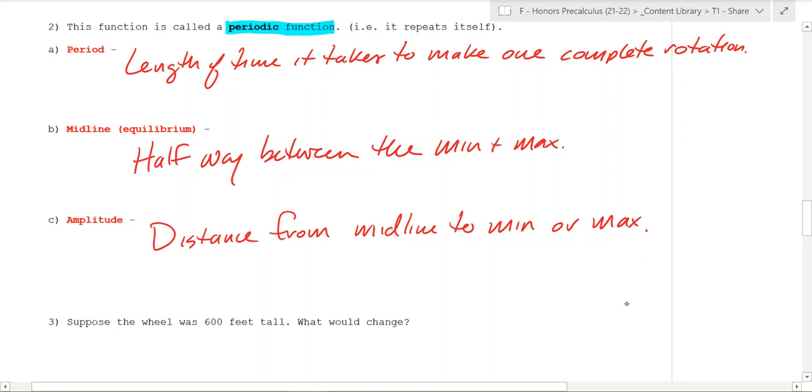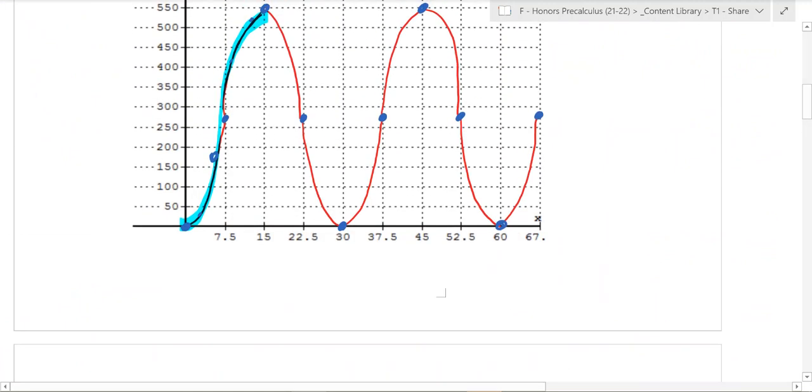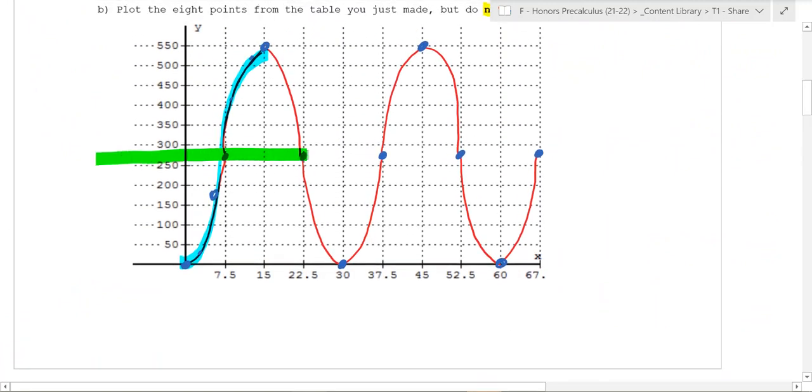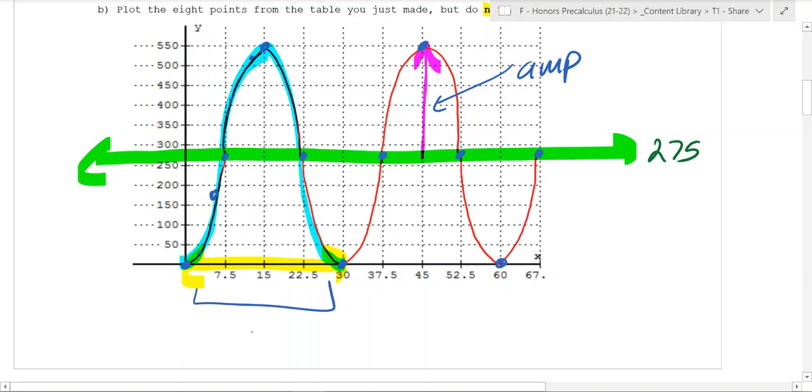Just to give you a picture of what's going on here, when we go back up to our graph, the midline is right here. This is our midline right here: y equals 275, or h of t has the value 275. And then the amplitude is this distance right there. And then the period is this distance right here. The period was 30 because it does one complete cycle, it goes up, and then it comes down again and repeats itself every 30. So this distance right there is the period.